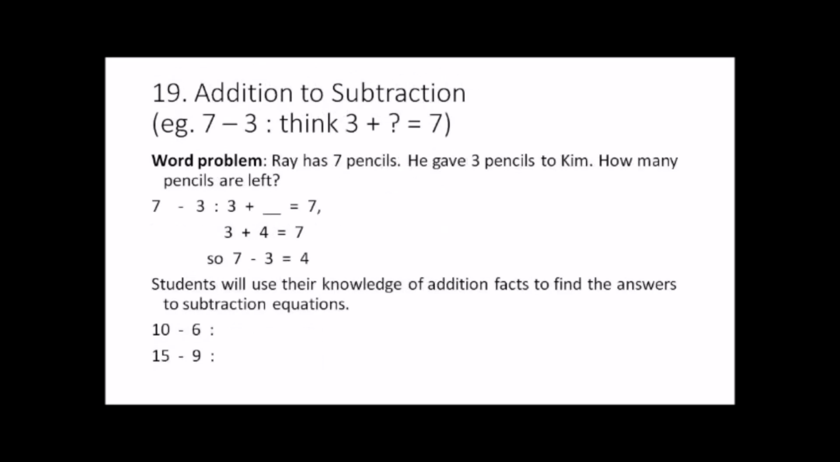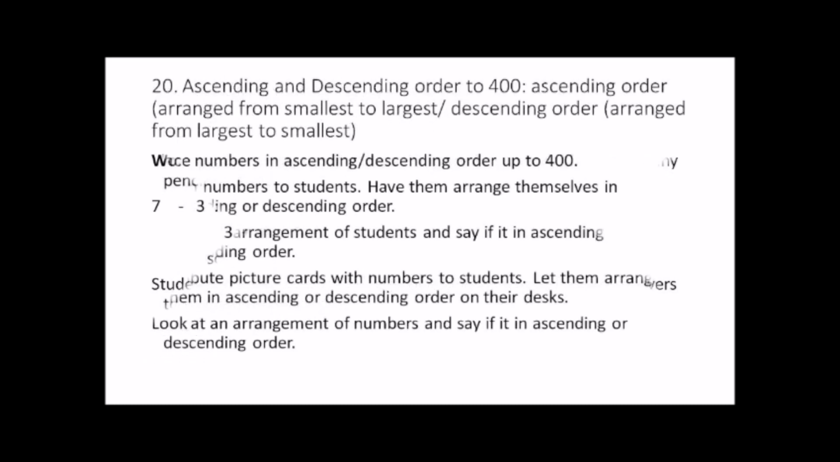Lesson 19, addition to subtraction. Example 7, take away 3. 3 plus a number is 7. So addition and subtraction, they're the inverse operations. So you want them to realize this from first. They don't need to know inverse operations. Just let them know that you can think of 7 take away 3 as 3 plus a number is 7. And then you have a word problem there that they would solve, and then use their knowledge of addition facts to find the answers to subtraction equations. So you say 10 take away 6 and 15 take away 9, and they come up with addition equations in order to work those.